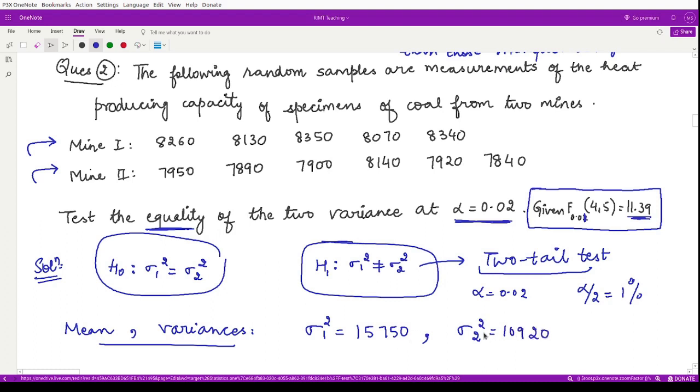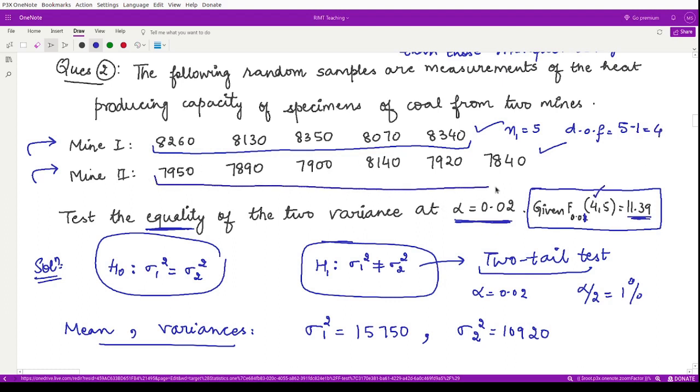Now using the two variances according to these two given data, in the first case how many data points are given to us? 5. So n1 here is 5, and therefore the degree of freedom would be n1 minus 1, that would be 4. And in the second case, because we have 6 data points, n2 is equal to 6. Therefore the degree of freedom here is 6 minus 1, which is 5, right?